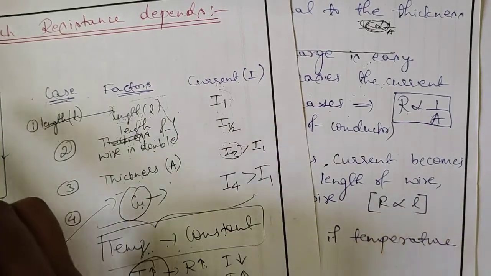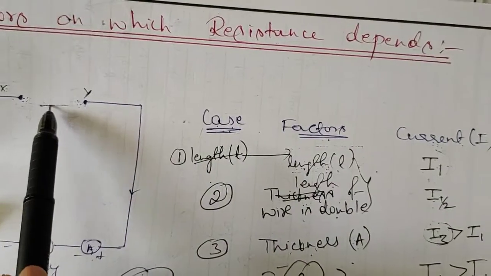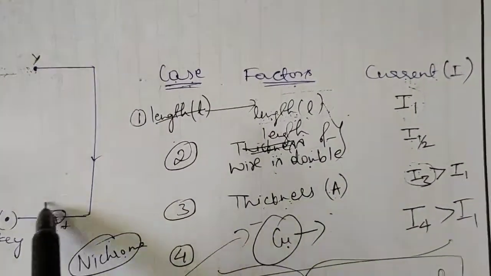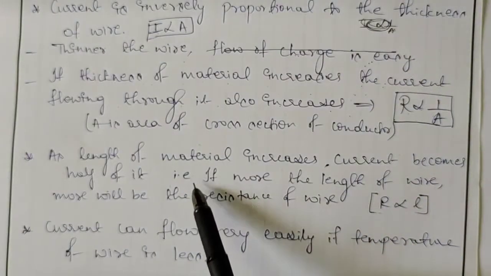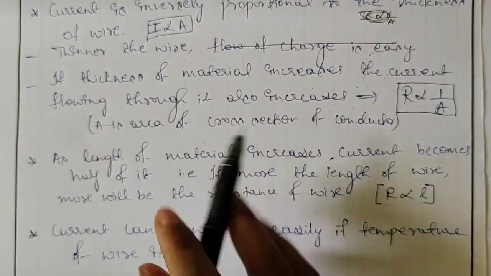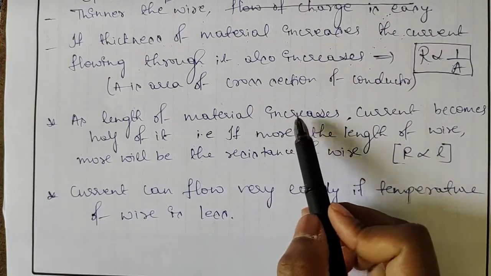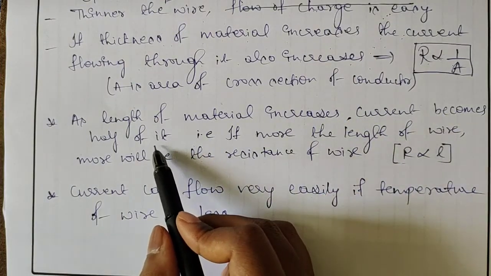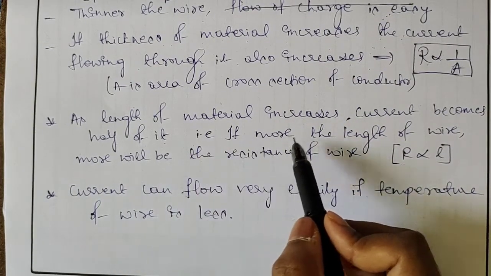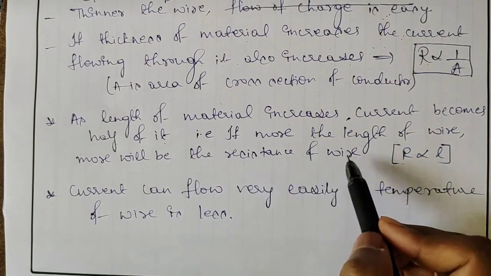That means as the length of this wire is increasing, what happens? Simultaneously the current decreases. So from that I can conclude that as the length of a material increases, current will become half of it. That is nothing but, the more the length of a wire, the more will be the resistance of the wire.